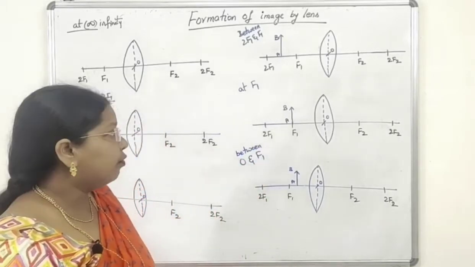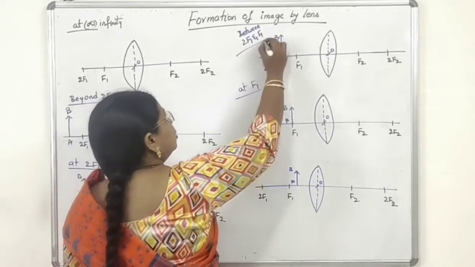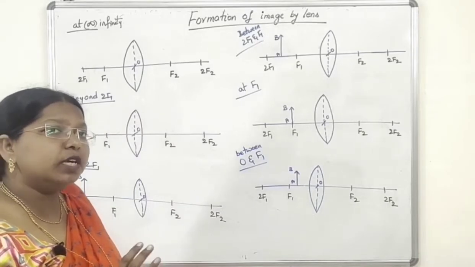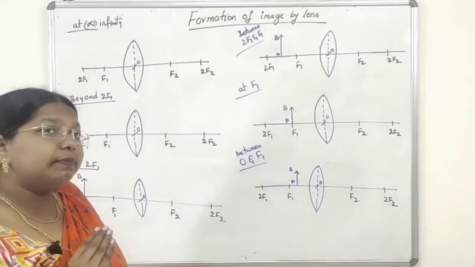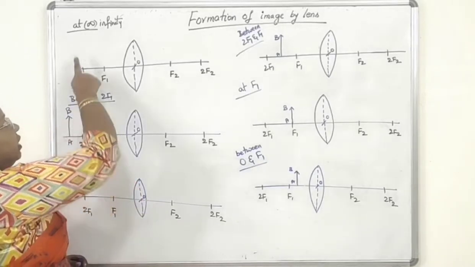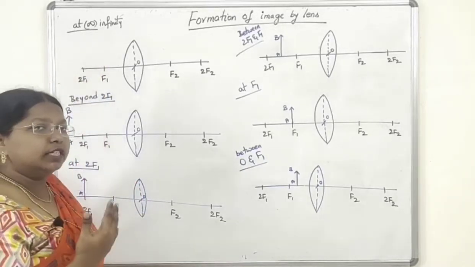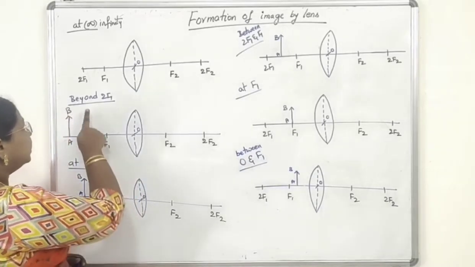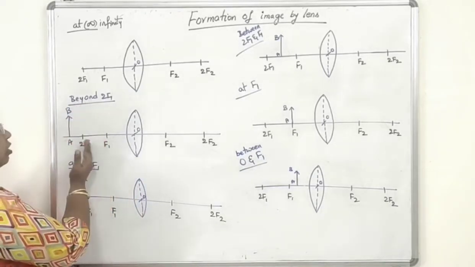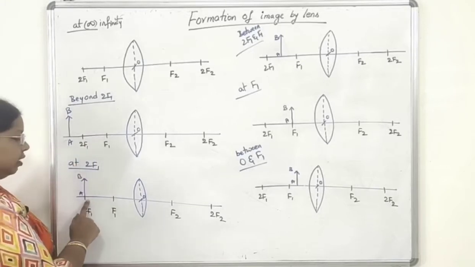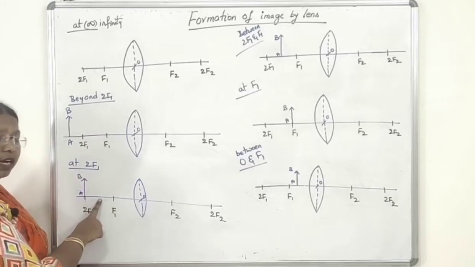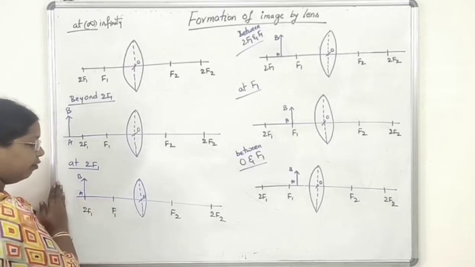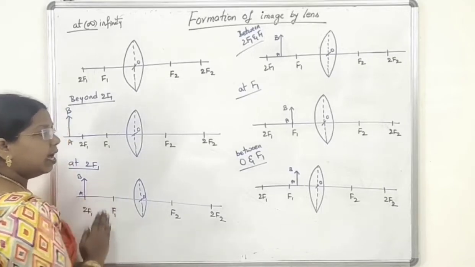Clear, students? So we kept different positions of objects, the same object at different positions on the principal axis. The same object at infinity, I can't draw at infinity, so I will just leave it like that. Next, between infinity and 2f1, beyond 2f1, then 2f1, then between 2f1 and f1, then f1, then between f1 and optical center. So we are moving from infinity closer to the lens.